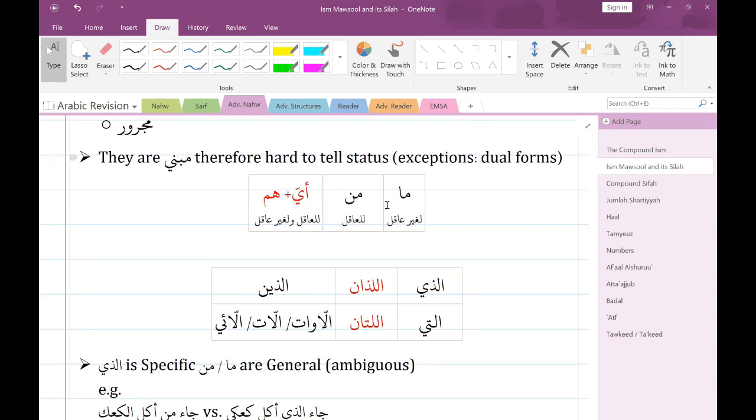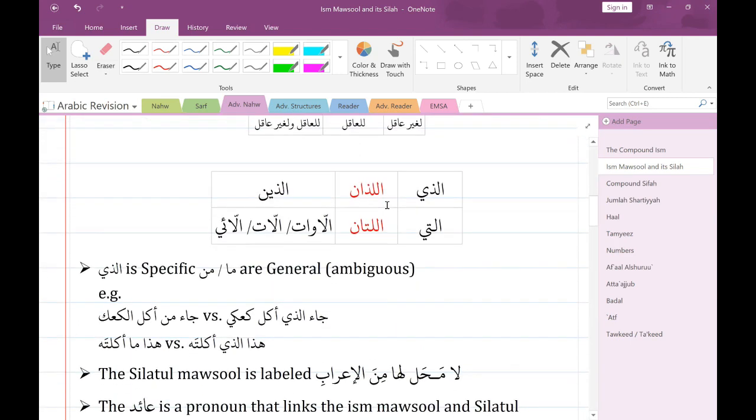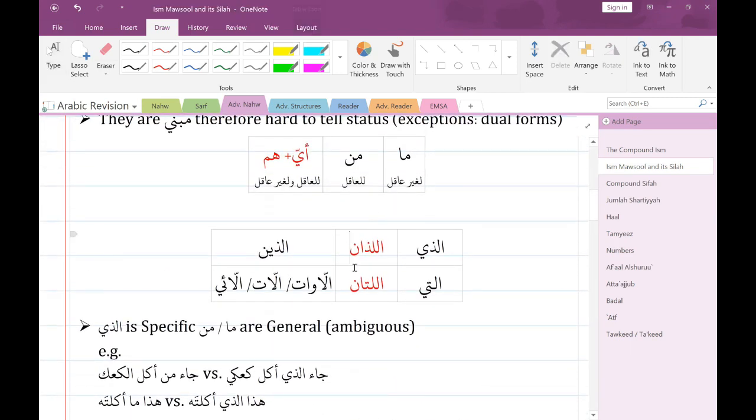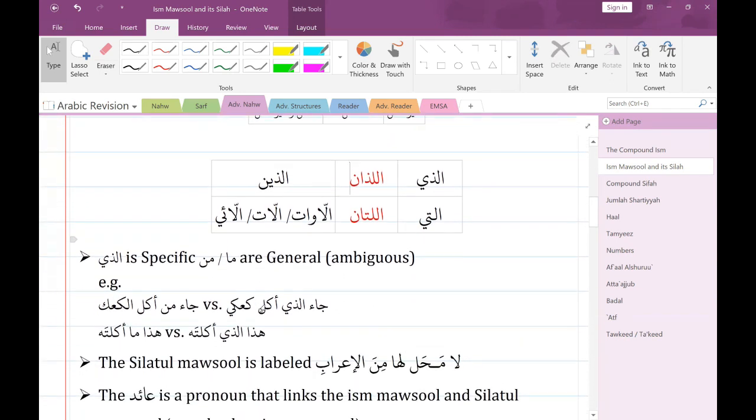You don't have any rafa' nasab version of it, except for alladhani and allatani. The dual forms are fully flexible: alladhani, alladhaini, alladhaini, allatani, allataini, allataini. So these ones are fully flexible, and they will tell you. For rafa, you have the alif to tell you. For nasab and jar, you have the ya: aini, aini. So that's a refresher course on the chart. I hope that's clear so far.